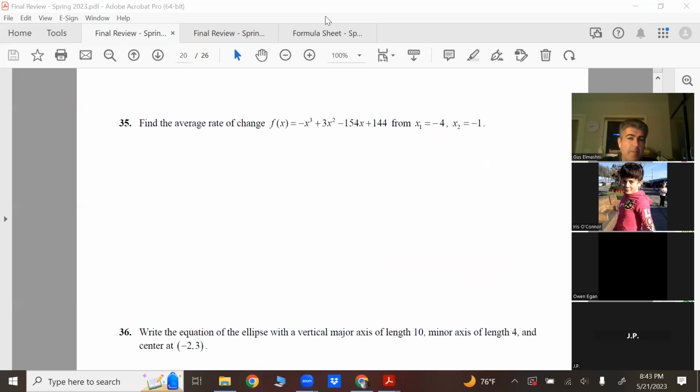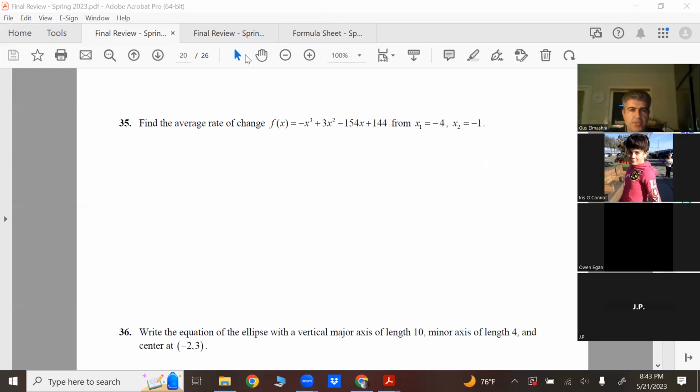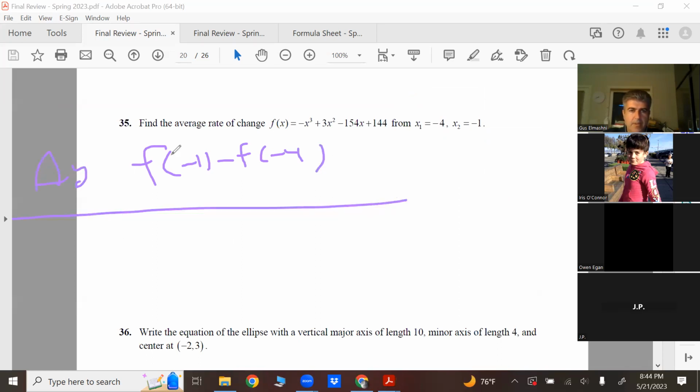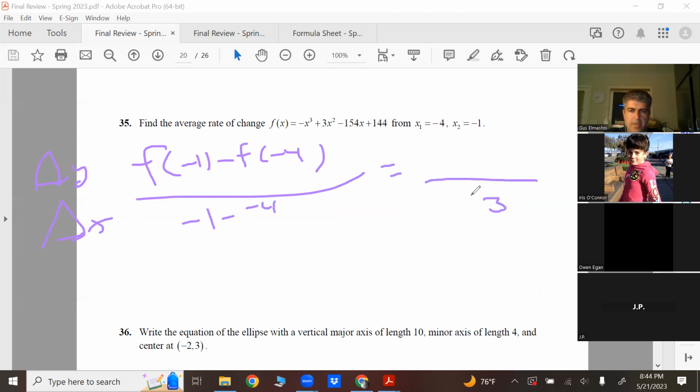Average rate of change, yes. This formula I'm not providing if I do ask it. All it really is is just a slope. It's just going to be f of -1 minus f of -4, that's the change in y, over the change in x, which is clearly just -1 minus -4. So your bottom is 3. That's easy. And just plug in -1 and -4. This will be in the calculator portion, so you can see something like this tomorrow.